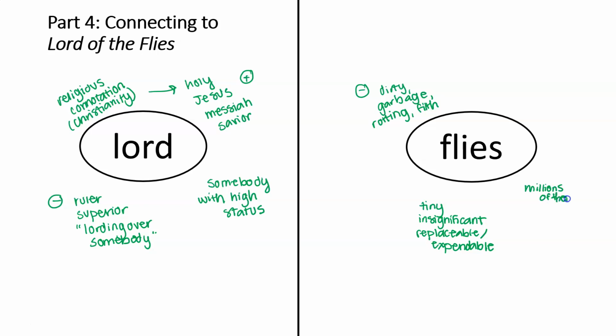Like a swarm. Maybe more along this idea of unclean. Flies buzz around dead bodies or dead animals. So then we can get sort of a connotation of death and decay.